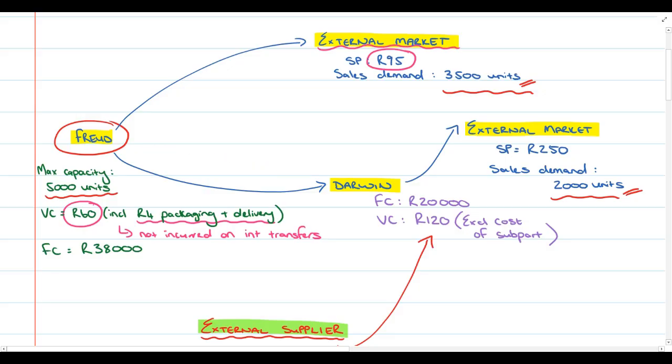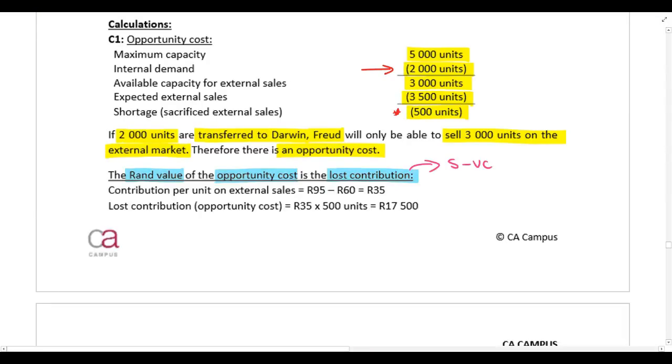So in order to calculate the contribution that they make on their external sales, it's 95 Rand per unit minus 60 Rand per unit variable costs. So on their external sales, they make a contribution per unit of 35 Rand. So what is their lost contribution? What are they losing out on? They are losing out on 35 Rand per unit multiplied by 500 units.